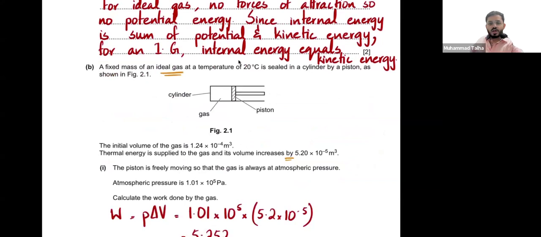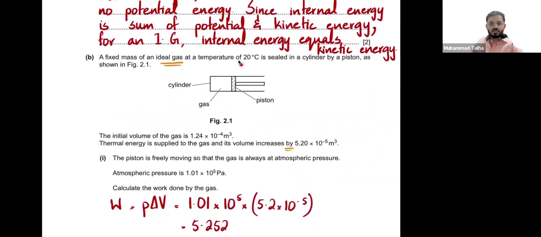Part B, a fixed mass of an ideal gas is at a certain temperature. Again, it's an ideal gas, but the temperature is in degrees Celsius. You must convert this to Kelvin. The initial volume is given. Thermal energy is supplied to the gas, and the volume increases by this much.